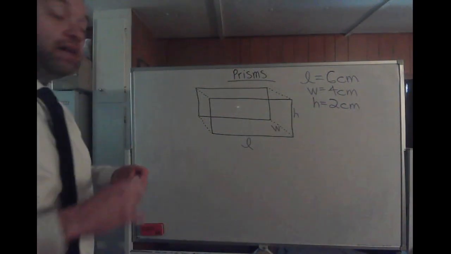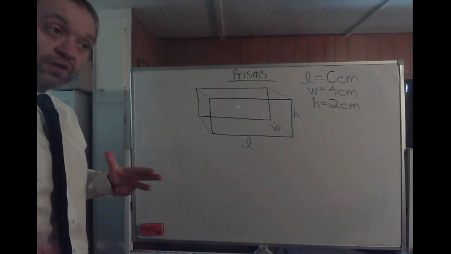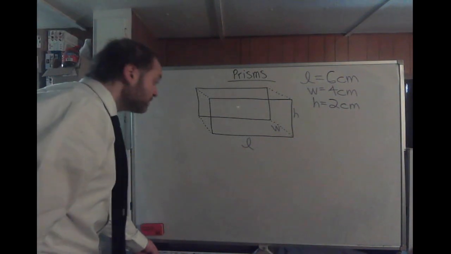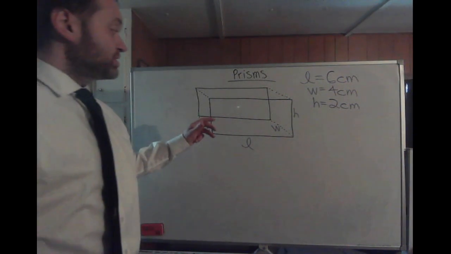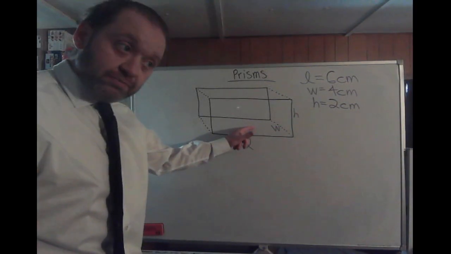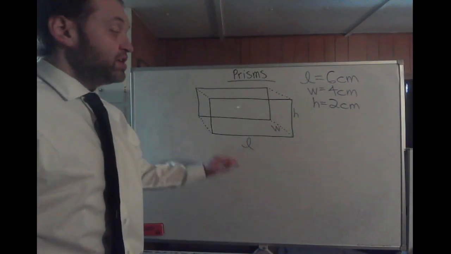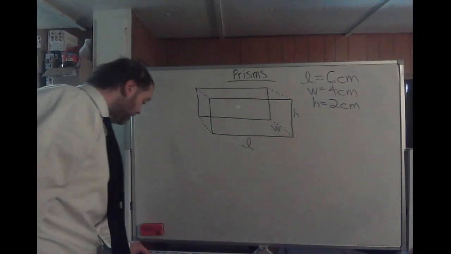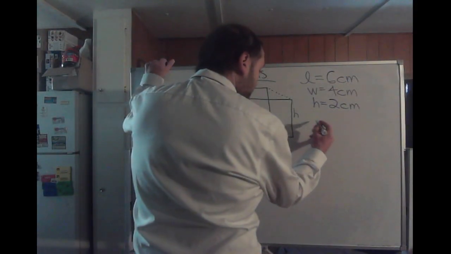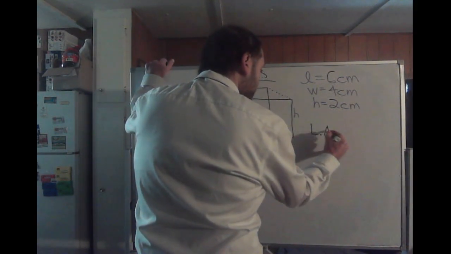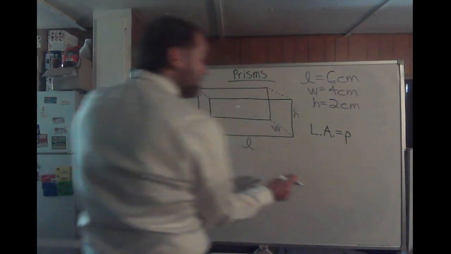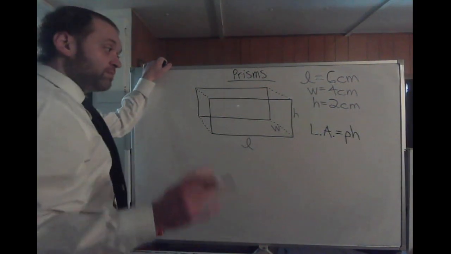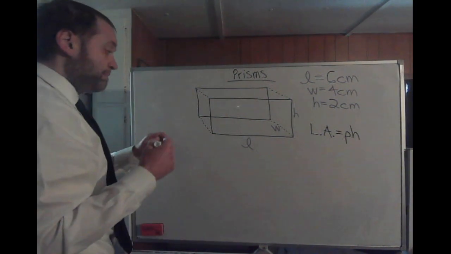So what we need to find are the lateral area, the surface area, and the volume of this prism. So with the length and width, you have the base being a rectangle, right? And then you have the height of the whole prism, which is 2 centimeters. Well, what is the formula for the lateral area of a prism? The lateral area, of course, is equal to the perimeter of a base times the height of the whole prism. So let's go from there and find the lateral area.